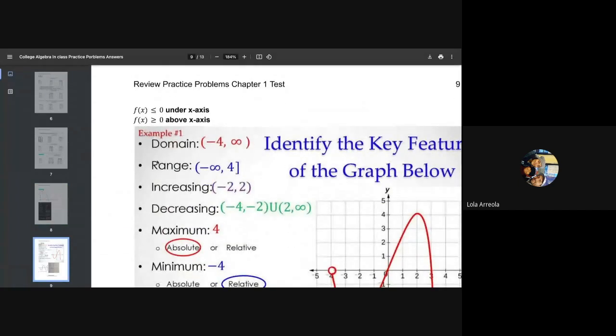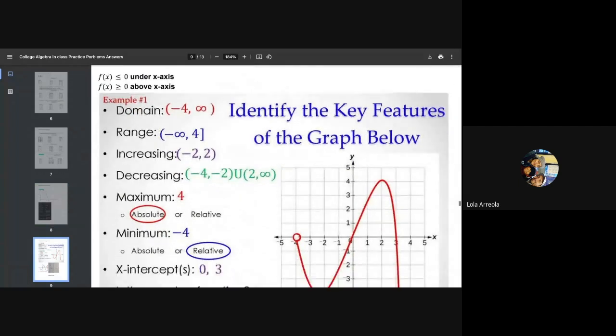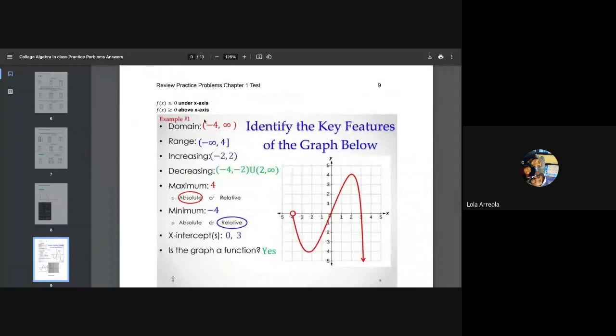Okay, now we have similar questions, but on top of the domain and range and increase and decrease, now they're asking for an absolute value, or if there's a minimum value. I included this also in your cheat sheet. So first of all, let's look at the domain. Again, domain we scan left to right. What is my leftmost value here? -4. Where does it end?